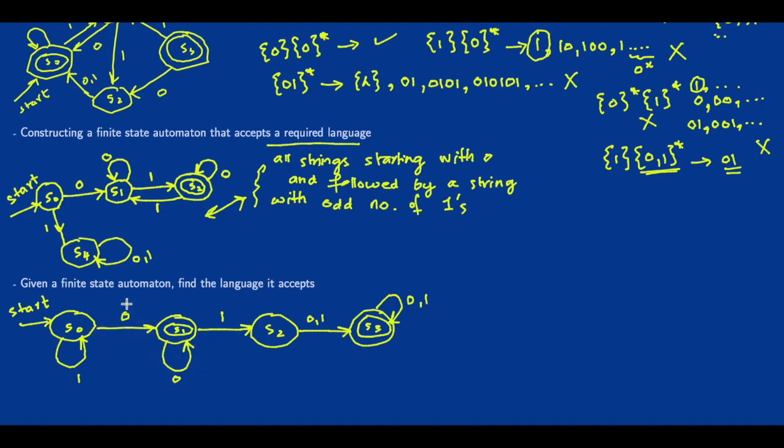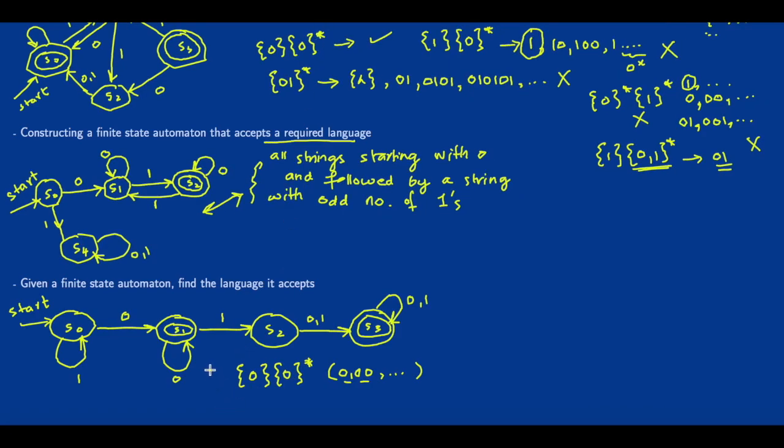First of all, let's check this 0 and this any number of zeros. We already know that this is 0 concatenated with the Kleene closure of 0. This is the same thing as writing 0 0 0 and so on. But what about this part? We have to have any number of ones, right? So I can just say 1 Kleene closure.